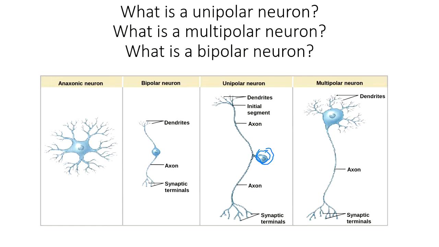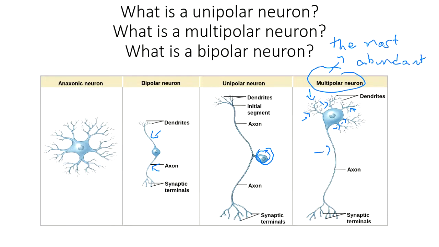Bipolar, it has two processes from the cell body. So one right here and one right here. Multipolar, it has multiple processes coming from the cell body. This right here, and then these right there. All of that. Now, multipolar, know that this is the most abundant one in our body. Okay, please remember that. The multipolar neuron is the most abundant one.